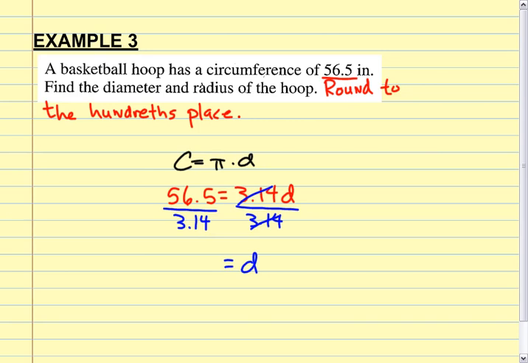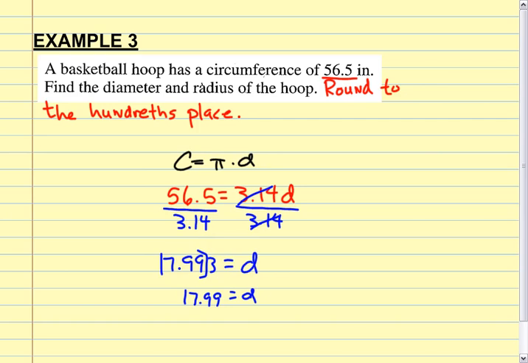Okay, we're waiting here. What are you doing back there, David? 56.5 divided by 3.14? Excellent. And what do you get? 17.99 is what we get when we round it. Tell me, what was it? 17.993 dot dot dot. So when we round it, we just get 17.99, right? Okay. Now that's what the diameter equals.